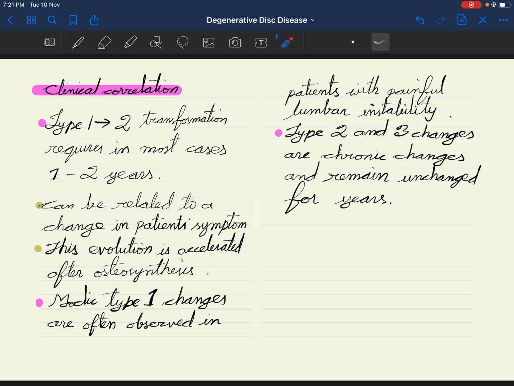Modic type 1 changes are often observed in patients with painful lumbar instability. So, painful lumbar instability is often associated with Modic type 1. Modic type 2 and 3 are chronic changes and they remain unchanged for years.